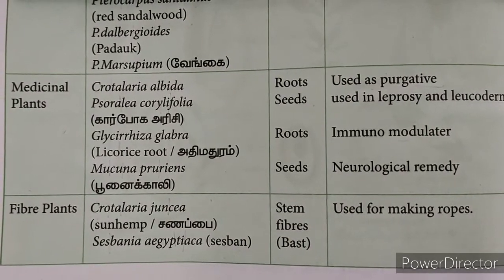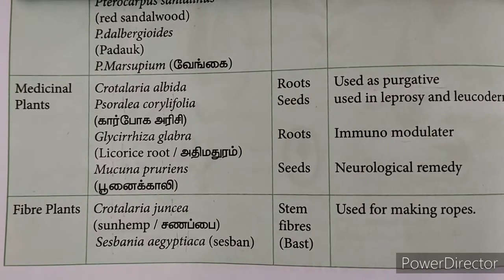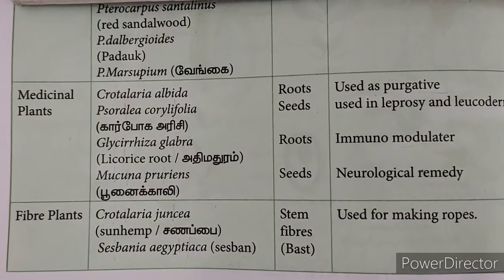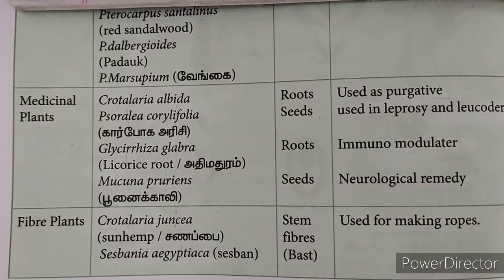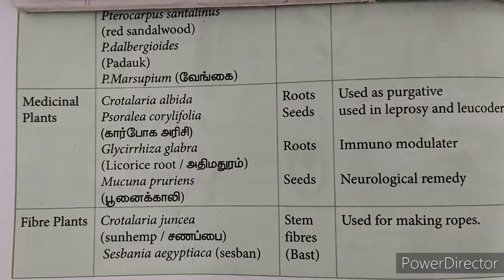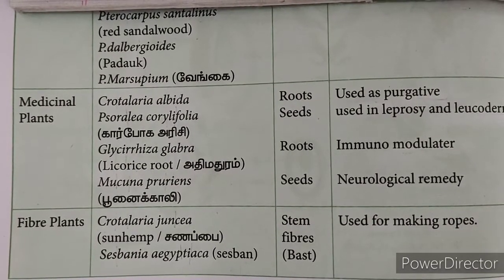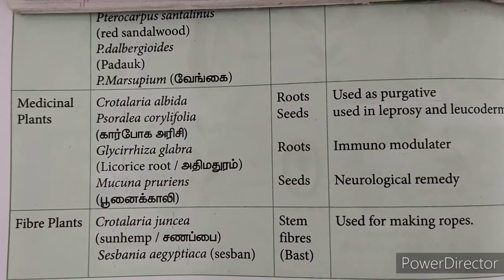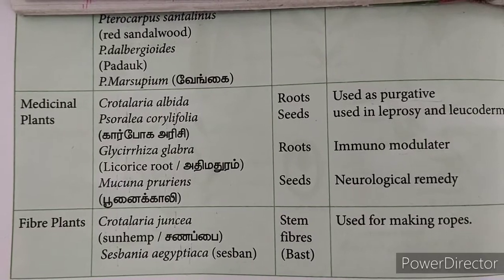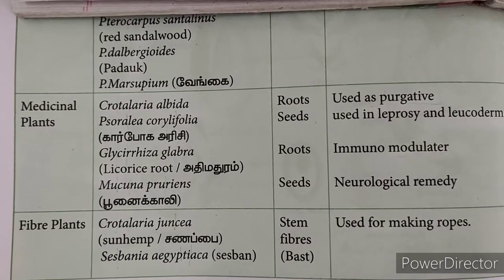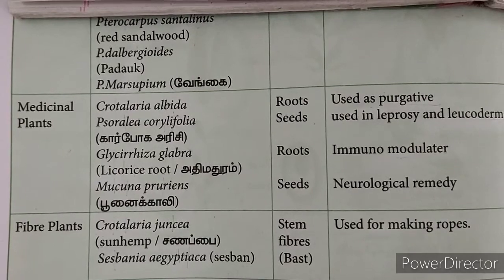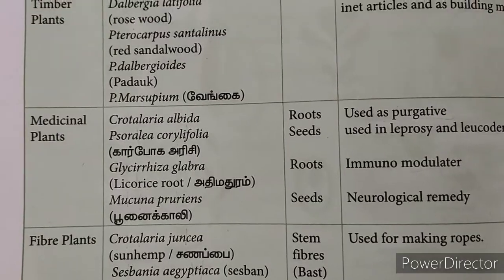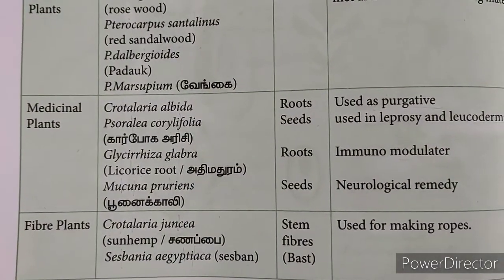The next useful part we get from the Fabaceae family is fiber plants, நார் தரக்கூடிய தாவரங்கள். Crotalaria juncea, commonly called sun hemp. The stem fibers are used for making ropes. And even in the plant Sesbania aegyptiaca, the stem fibers are used for making ropes. So these are fiber producing plants.